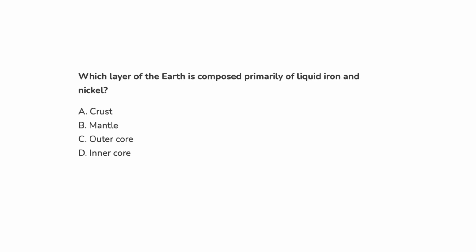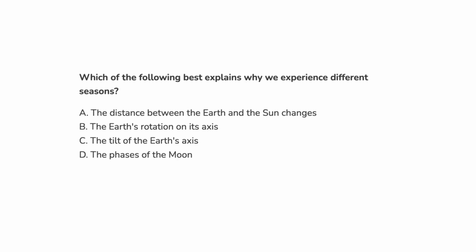Which layer of the Earth is composed primarily of liquid iron and nickel? The correct answer here is letter C, outer core, and that's because the Earth's outer core is primarily composed of liquid iron and nickel.